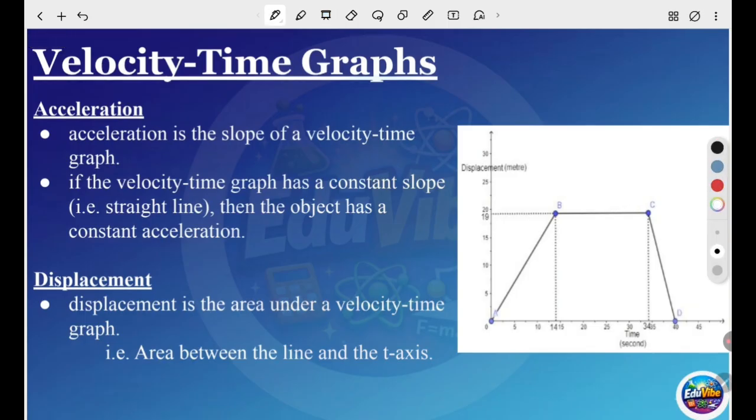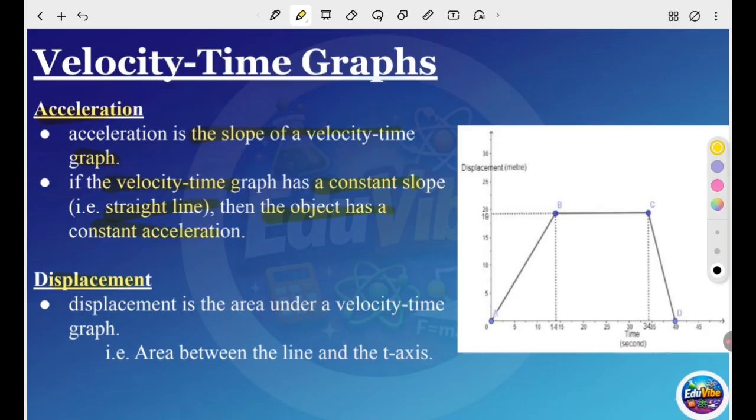Next we have the velocity-time graphs. In velocity-time graphs, we have acceleration and displacement. Acceleration is the slope of the velocity-time graph. When we calculate that slope, we get the acceleration. If the velocity-time graph has a constant slope, or a straight line, then the object has a constant acceleration. So from there we tell that the object has constant acceleration.